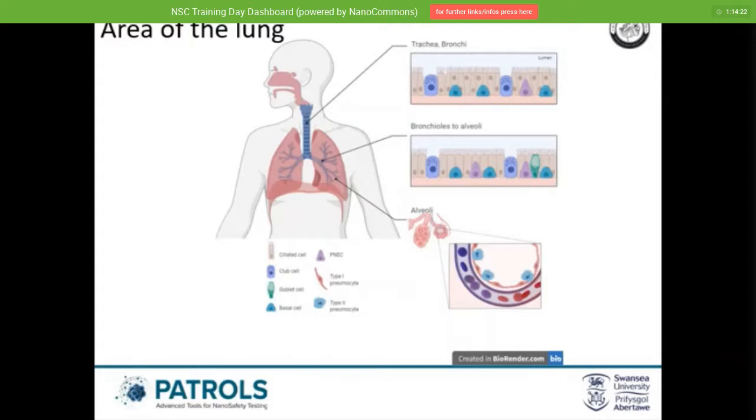So the lung is the primary exposure route for nanomaterials, especially for occupational exposures. It's the important organ for respiration, and this is what gets oxygen into our blood. There's three main areas of the lung: the upper, the middle, and the lower. And these three different areas are made up of various different cells, which is what we've then focused our models on within PATROLS.